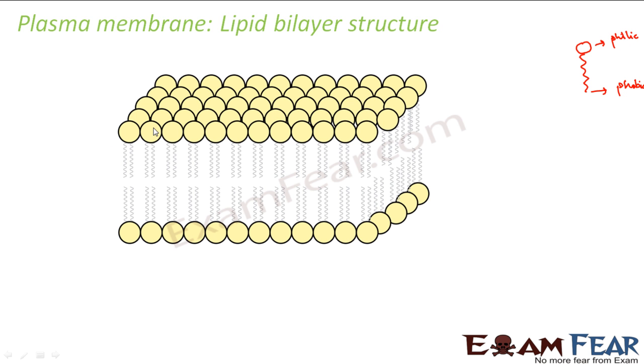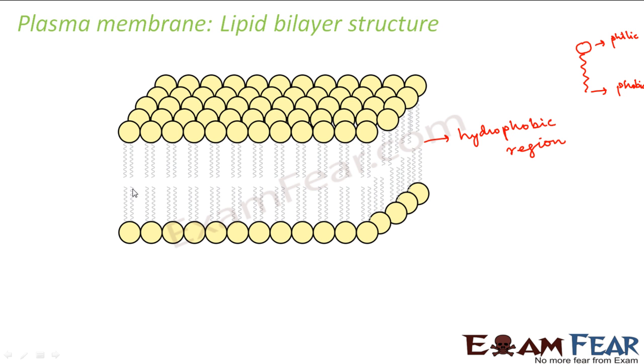Here you can see that there are many lipids arranged in such a fashion that their hydrophilic ends are all together, and this region represents the hydrophobic region. The lipids are arranged such that one end represents the hydrophilic end, so the hydrophilic ends form one layer. After that, there is a region which is hydrophobic, because all of these lipids' hydrophobic ends are here.